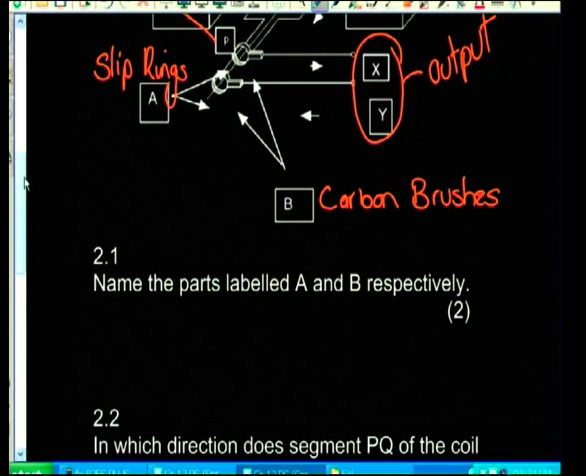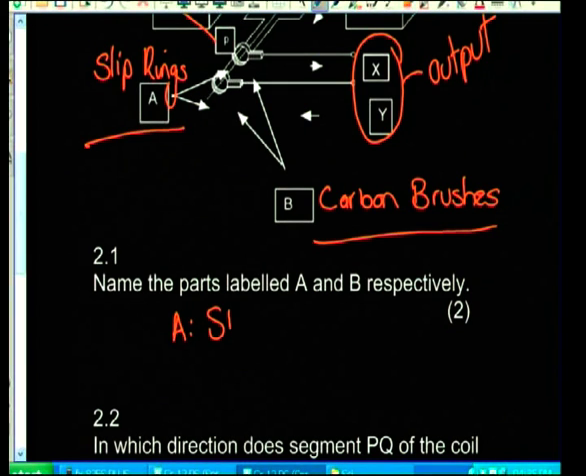Let's see what the first question says to us. Look at that. Name the parts labeled A and B respectively. We've just done that. A is the slip rings, B is the carbon brushes. Please, grade 12s, when you write this down, you need to do it like this, where you go A, slip rings.